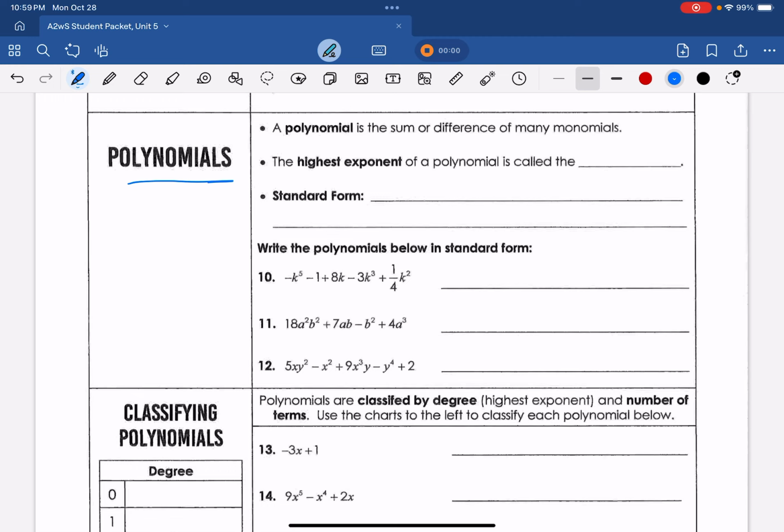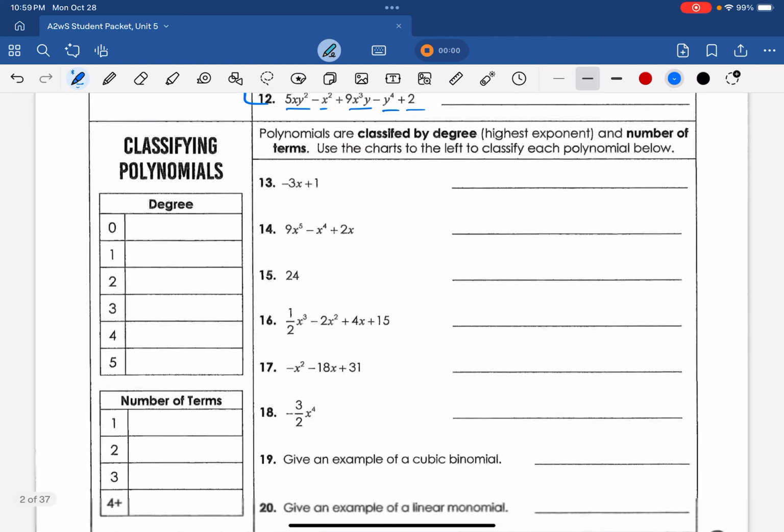All right, so like numbers 10 through 12, these are examples of polynomials right here. We've got more than one term, and you can see that they're joined together with plus signs and minus signs, okay? So number 10 is an example of 1, 2, 3, 4, 5 terms. So that's 5 terms. Number 11 is 1, 2, 3, 4 terms. And number 12 is 1, 2, 3, 4, 5 terms. So these are all polynomials. And we're going to talk in a second about the different ways that we classify polynomials.